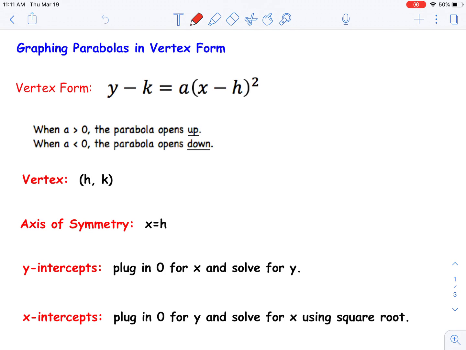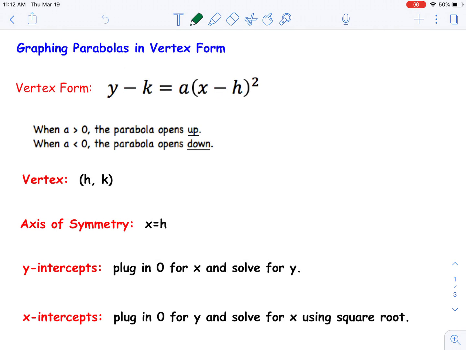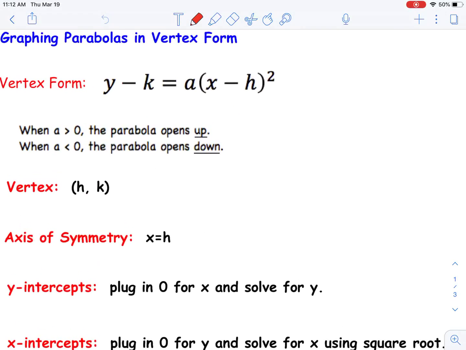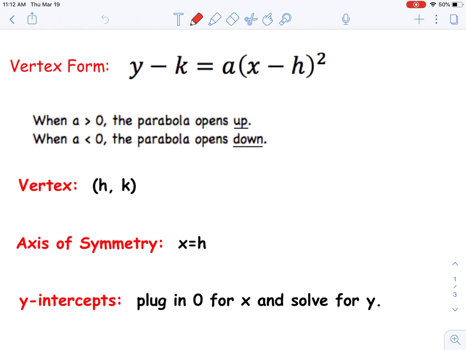Okay, today we're going to do vertex form. Before we started online school, you had done standard form, and now we're going to do vertex form. In some ways, vertex is easier. It's just a little bit harder to find the x-intercepts. So when we're in vertex form, it's y minus k equals a times the quantity x minus h squared.